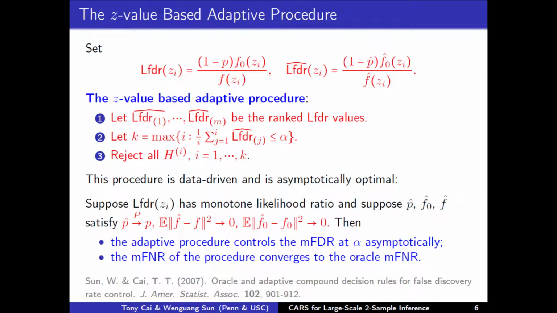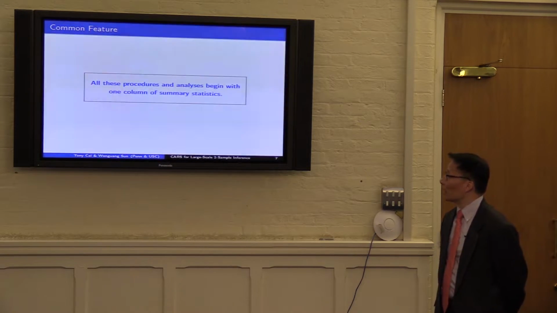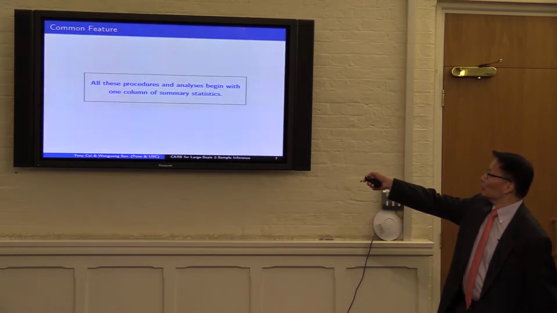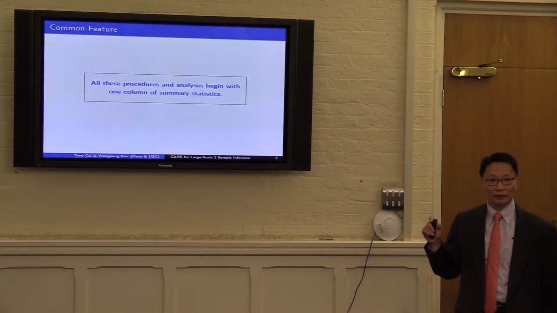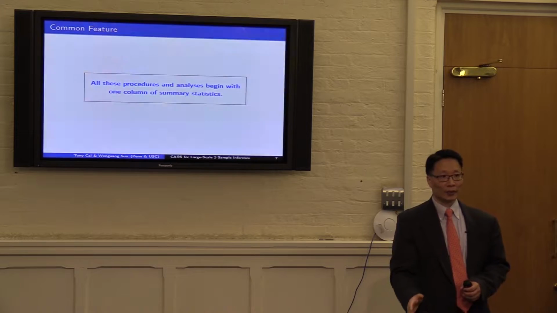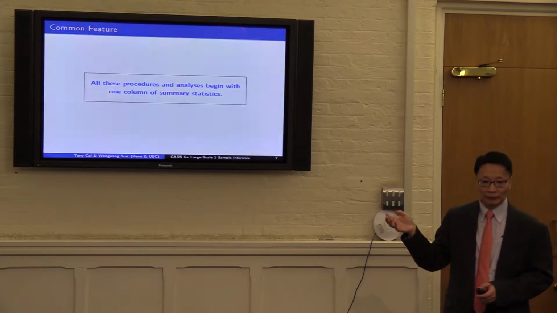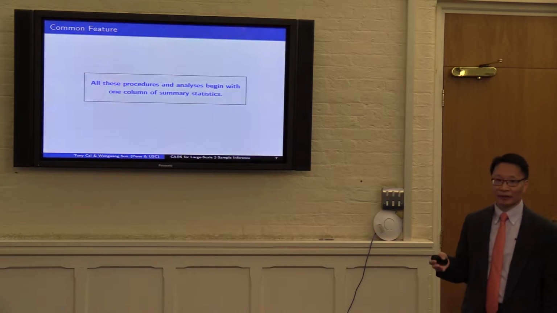And I'm not going to discuss this much further, but if we think about the BH procedure and also this procedure, they have a very important common feature. All these methods, including these two, the method and also the analysis, they begin with one column of summary statistics. In the case of BH procedure, we assume we have one column of p-values, and we forgot what happens before that. And also for this local FDR-based procedure, we assume we have available a column of z-values, and also forget about what happened before.